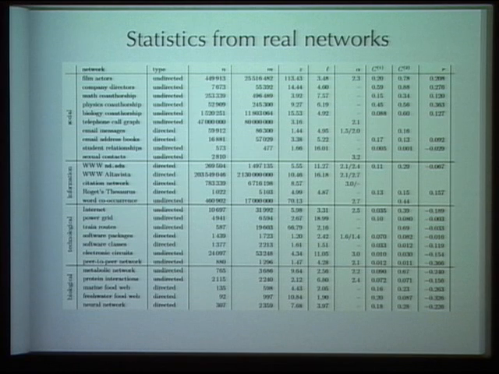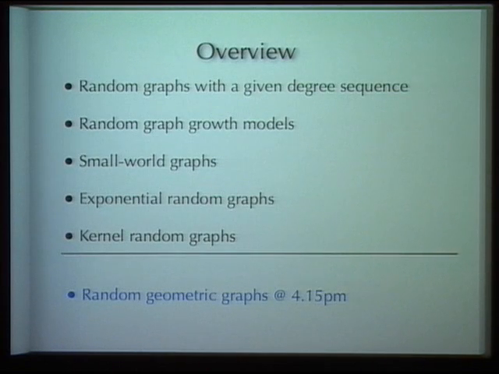So in the rest of the talk, what I will talk about is different ways in which the community has attempted to rectify the problems that Erdos-Renyi graphs have in terms of modeling large networks. I will try to cover broadly those 5 categories, and the idea is mostly to give you a flavor of what's out there. I will not be covering random geometric graphs, for which there is, I believe, a tutorial tomorrow at 4:15.